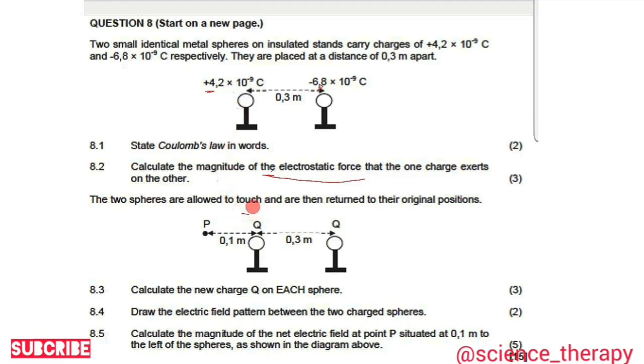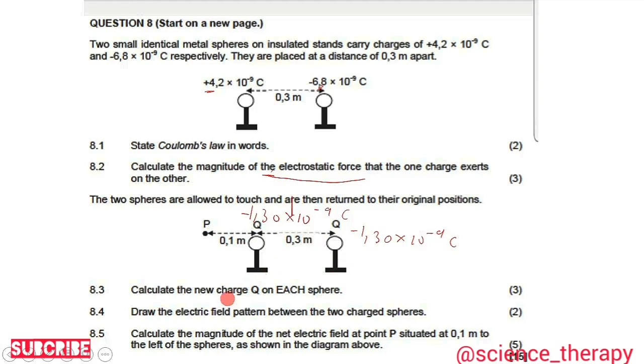So now Q is 1.30 times 10 to the exponent of negative 9, and you can see that both have the same charge. So they will now have the same magnitude of charge, and also the same type of charge. So what will happen? They will then separate as a result of having those like charges.